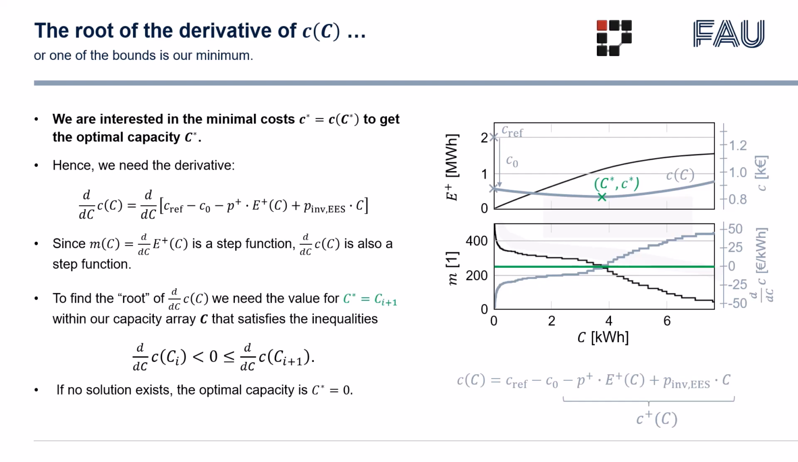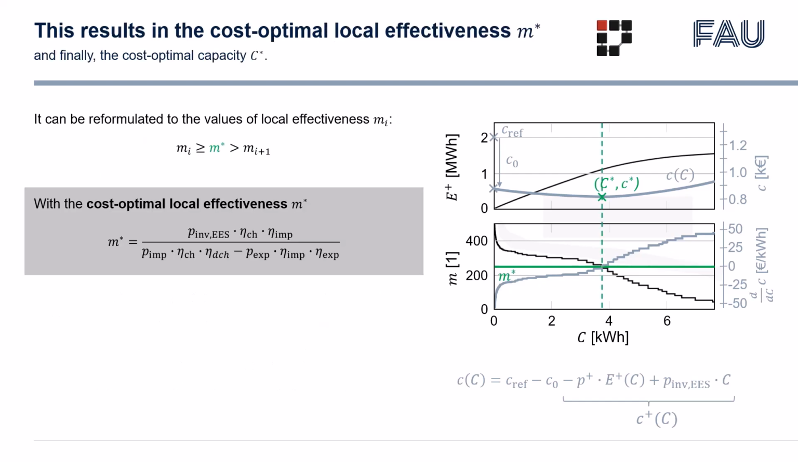On the right side, you can see the derivative in gray, now in the same plot as our local effectiveness M. And the green line here indicates where the derivative of our cost function actually changes sign. You can reformulate it to just having to look for a local effectiveness value. How do we calculate our M star, which is the cost optimal local effectiveness? It's this small little fraction here.